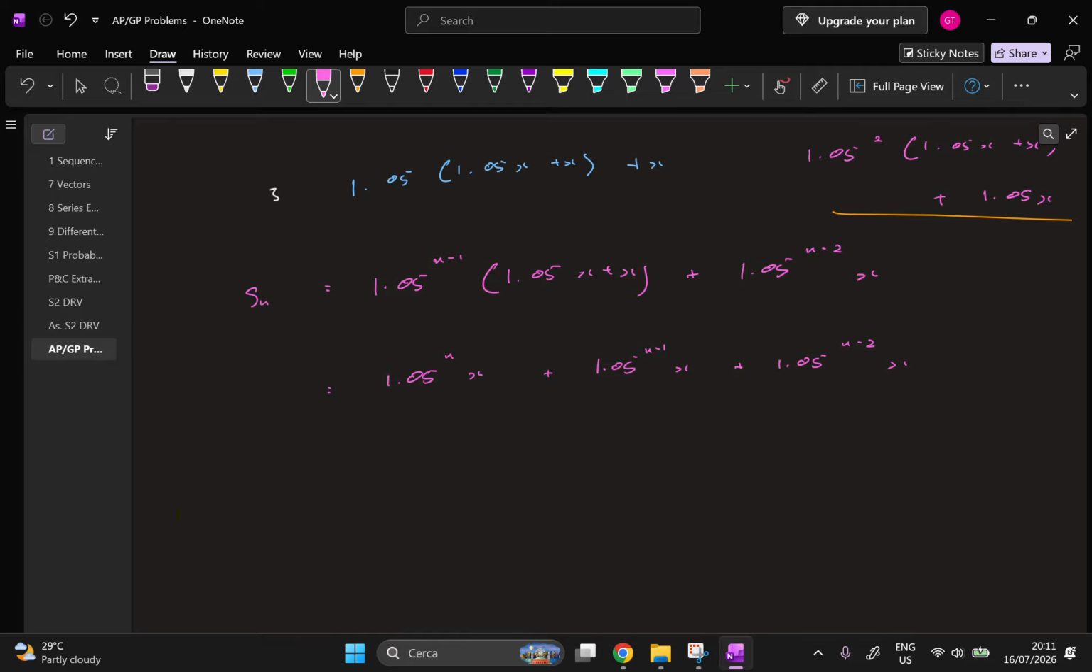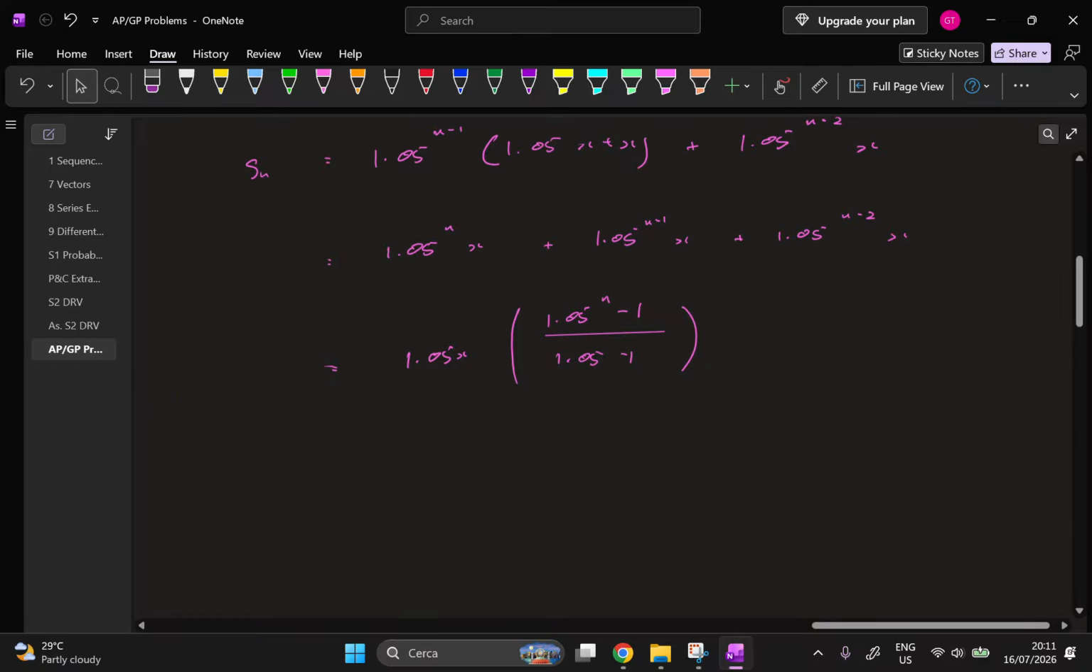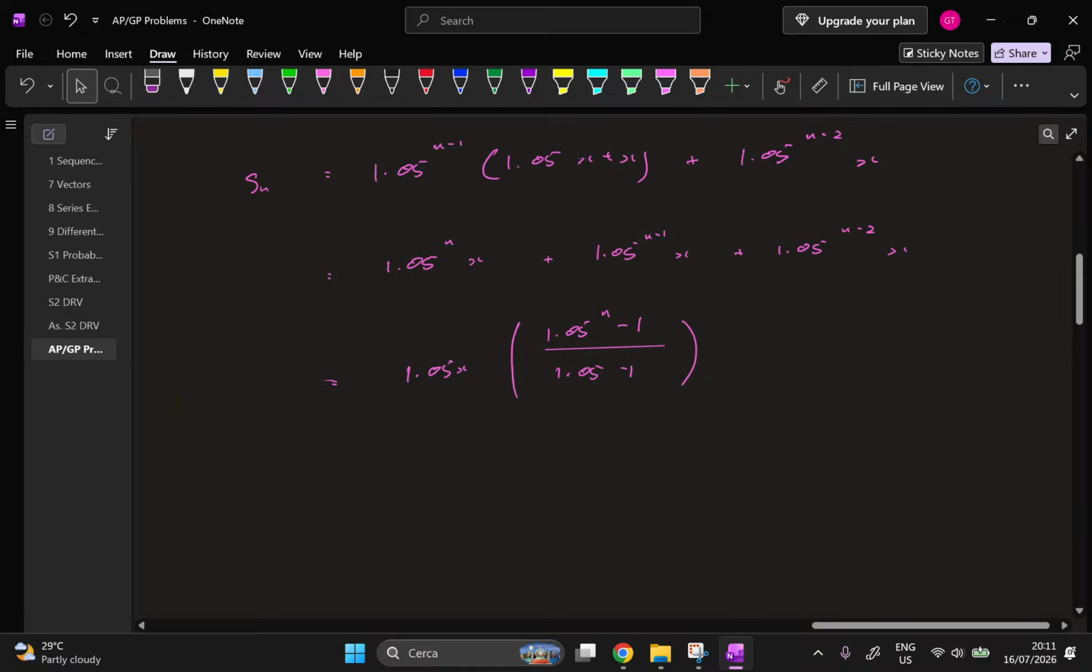So what is this? This is a geometric progression. So once again, what is the common thing here among all these three terms that I can factorize out? Is 1.05x, right? And then I apply my GP formula. My common ratio is obviously 1.05, so it's 1.05 to the n minus 1 over 1.05 minus 1. So this is the standard GP formula. I hope you're seeing it. We can try to simplify this.